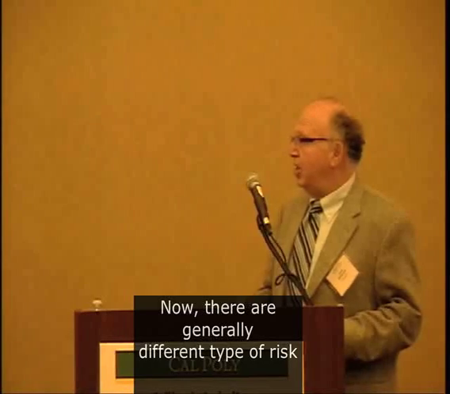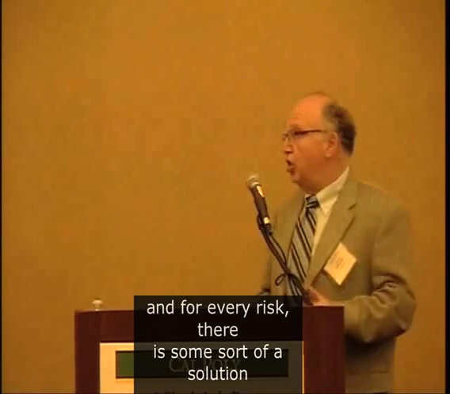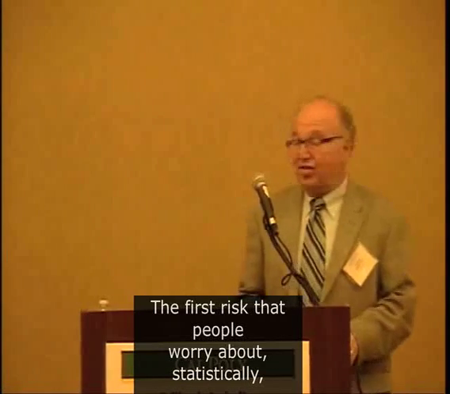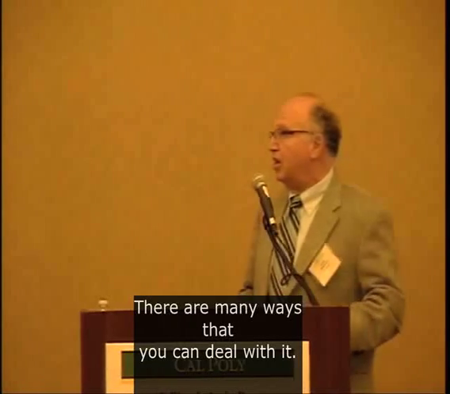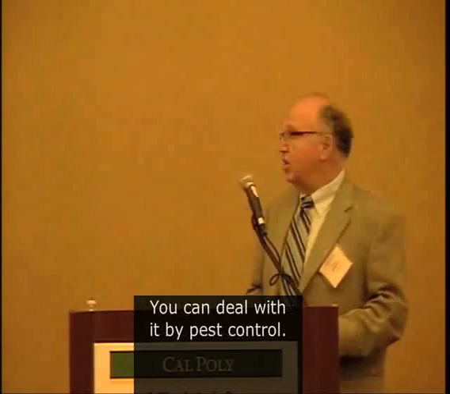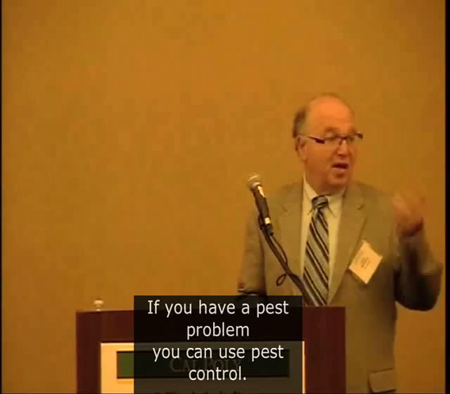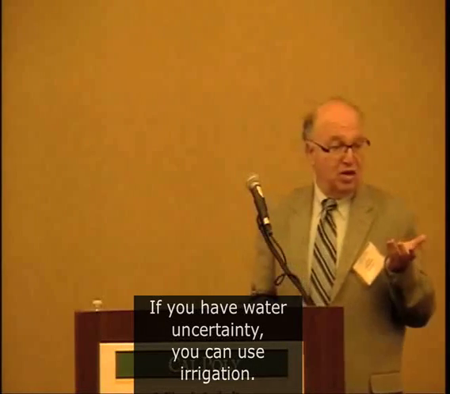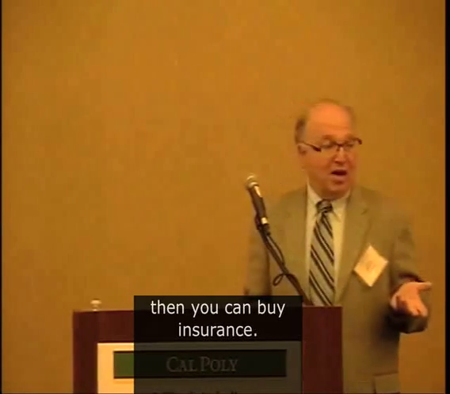Now, there are generally different types of risk, and for every risk there is some sort of a solution that can work to some extent. The first risk that people worry about, statistically probably the most important risk for a field crop grower, is yield risk, output per acre. There are many ways that you can deal with it. You can deal with it by crop insurance. You can deal with it by pest control. It depends what type of risk. If you have a pest problem, you can use pest control. If you have water uncertainty, you can use irrigation. If it's a risk that cannot be controlled by input, then you can buy insurance.